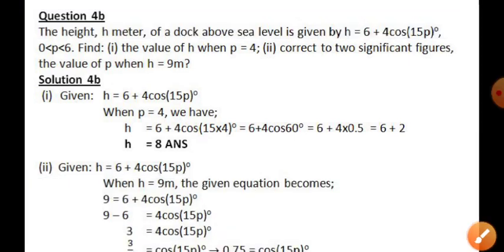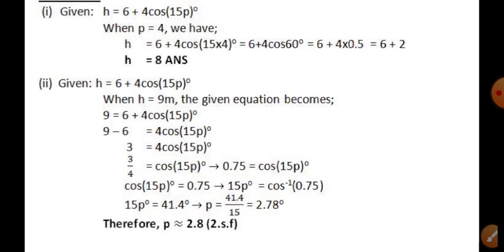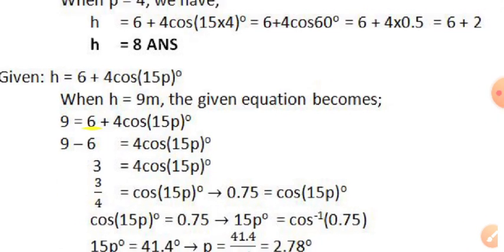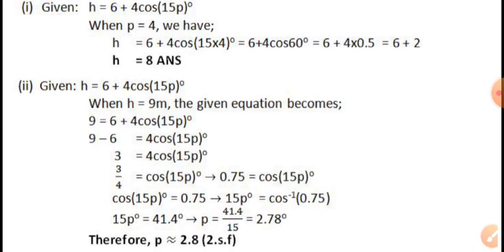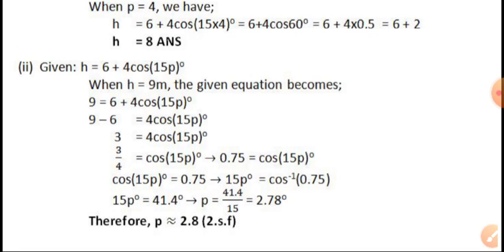Now moving on to solution II, we are given that H is equal to 6 plus 4 cos 15P. We are asked to find the value of P when H is 9 meters. Now the given equation becomes, in place of H we put 9. I hope you can see that. We have 9 is equal to 6 plus 4 cos 15P.